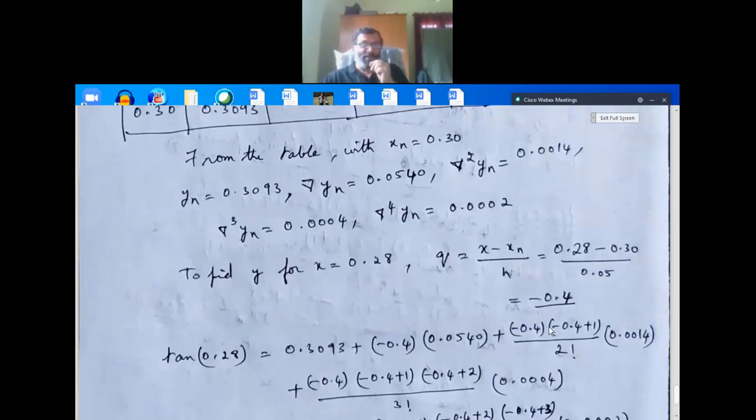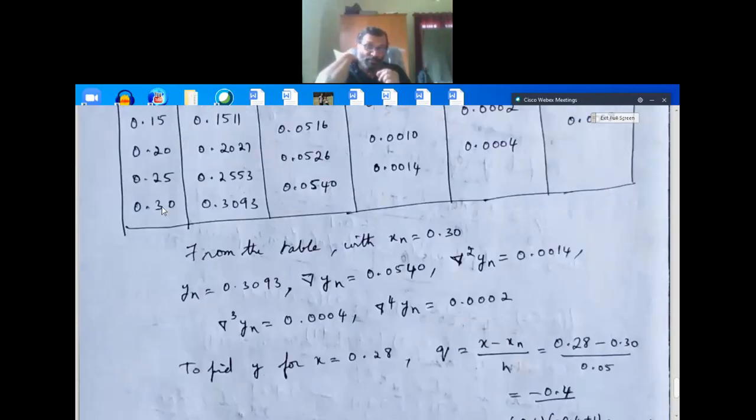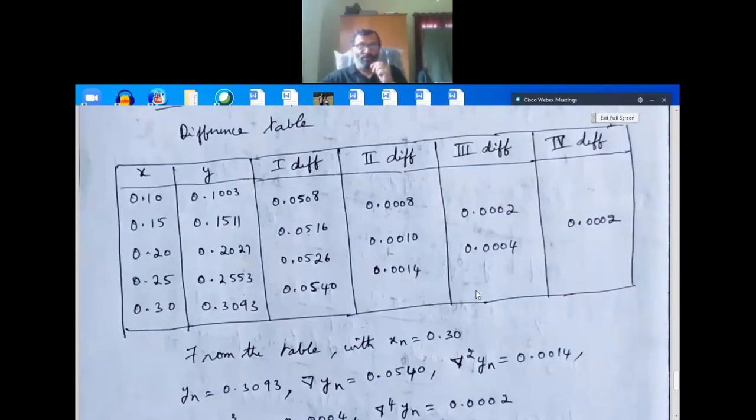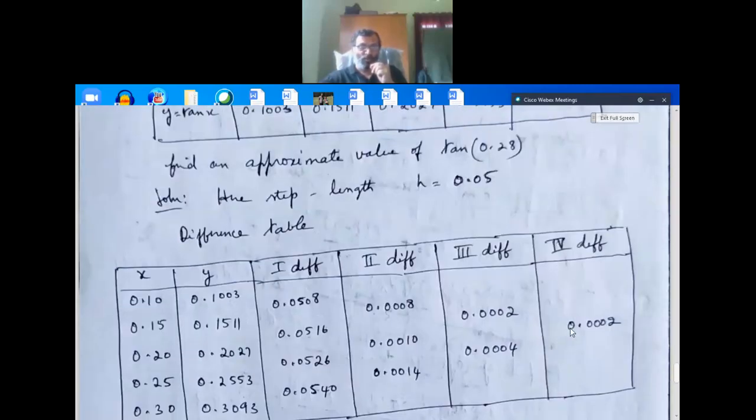Now from the table, xn is 0.30. Because it is backward difference, we take only the back values. So from the table it is 0.30, the xn value. Then yn value, the last value, we take. For forward difference, we take the beginning values. Yn is 0.3093. Then del yn, last value of the first column, 0.0540, del squared yn 0.0014, del cubed yn 0.0004, and del 4 yn, that is backward, 0.0002.